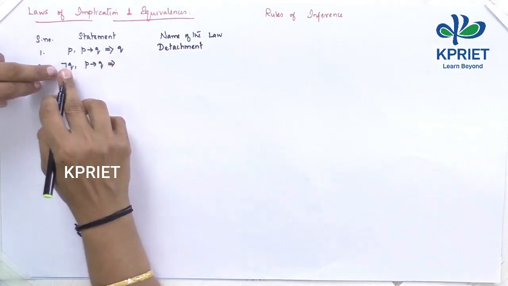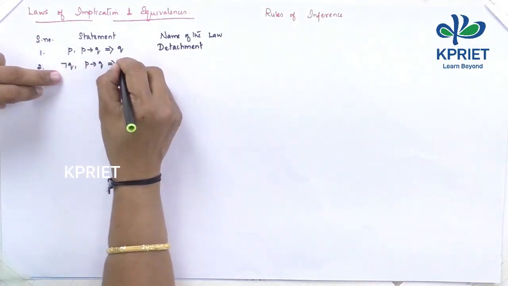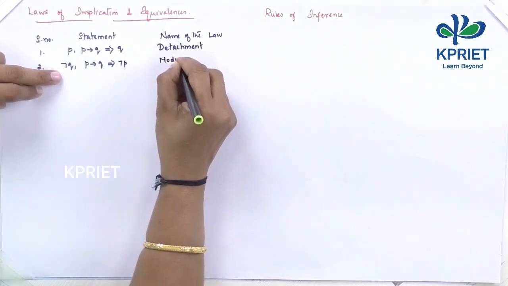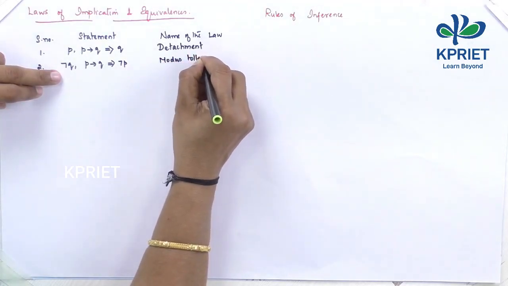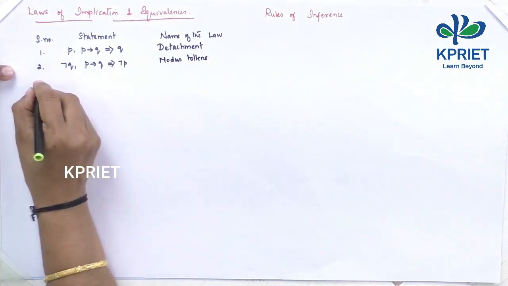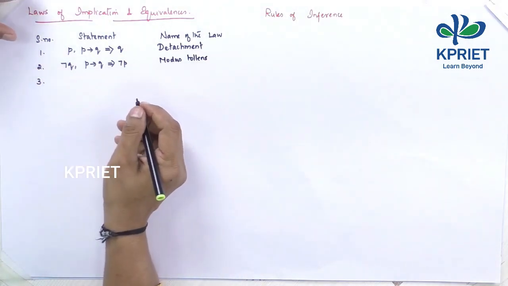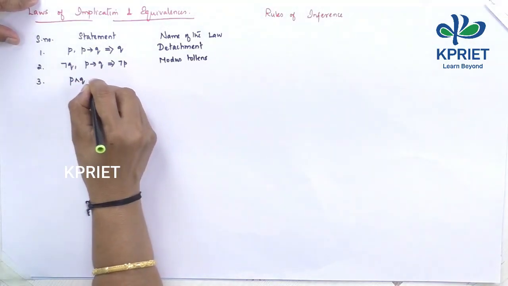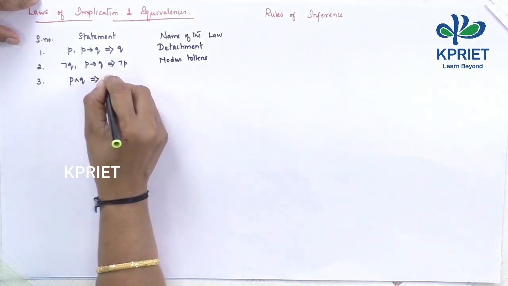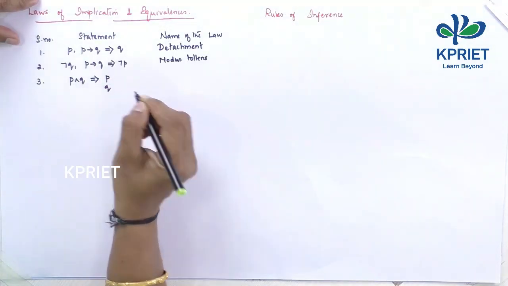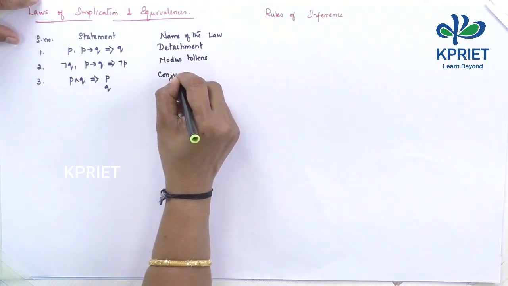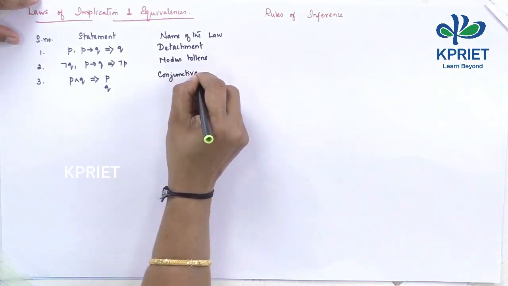The second one is we'll have negate Q, P conditional Q. So this and this will go off and we'll have here negate P. That law is called modus tollens. And next is whenever we have P and Q, this will imply either P or Q. So this is called conjunctive simplification.